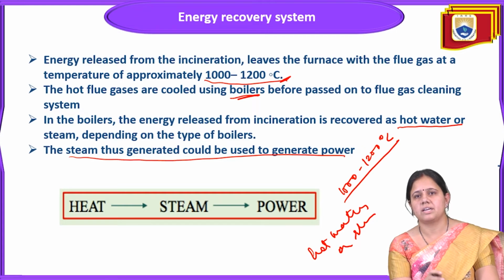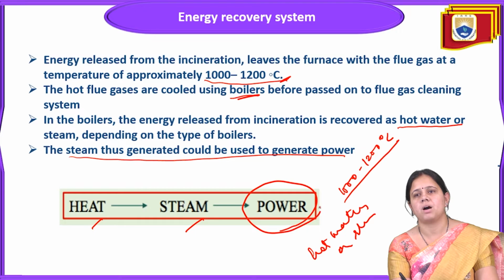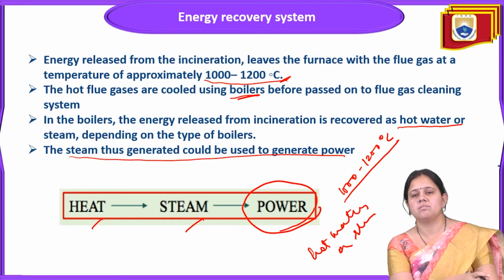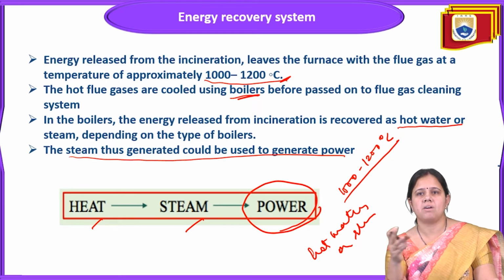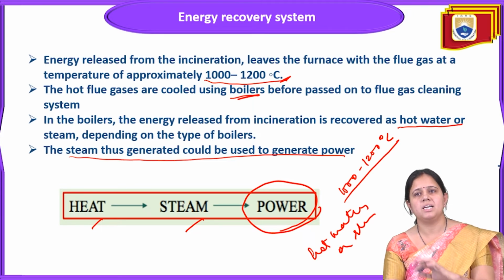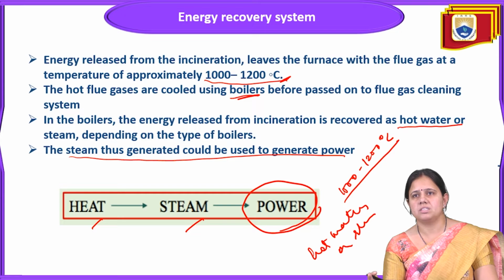From heat, steam will come, and that steam will generate the power. So in this way, we have used waste as a fuel. By burning waste, heat comes out, that heat generates steam, and with that steam, power is produced. This is the ultimate goal of the incinerator, achieved at the end of this energy recovery system. Energy recovery is the main important point of this incinerator.